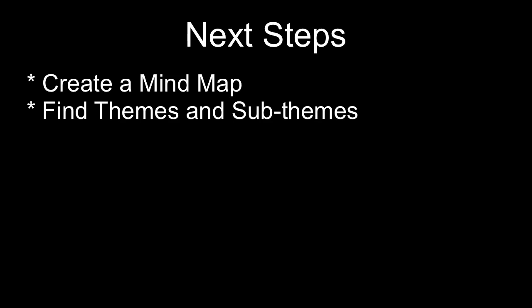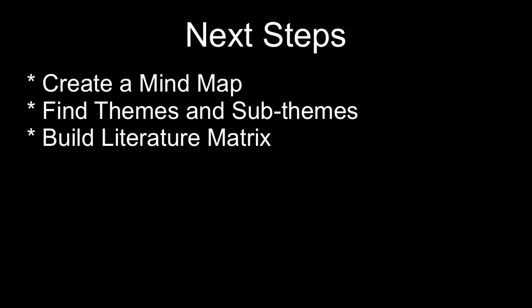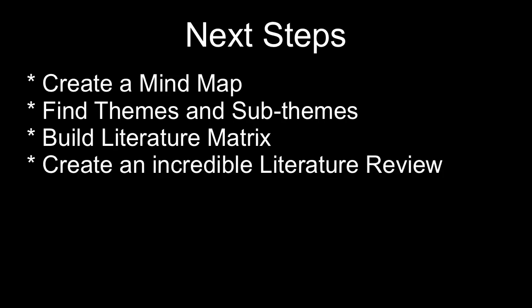And then you can find the themes and subthemes. I'll walk you through how to do that, and you have a literature matrix. When you have a literature matrix that's complete with entries, themes, and subthemes, you are in a position to create an incredible literature review in record time.